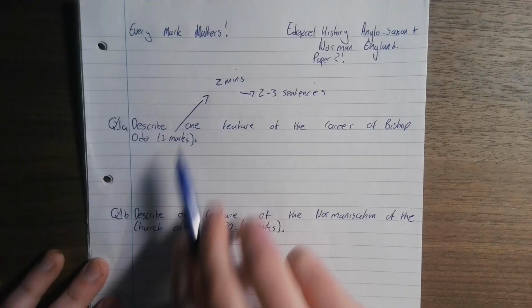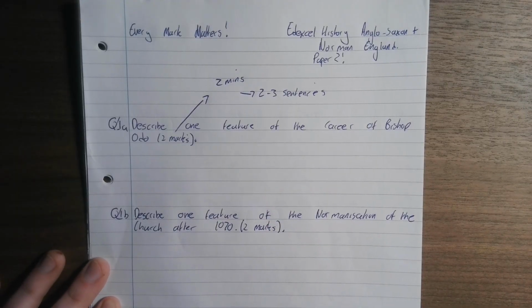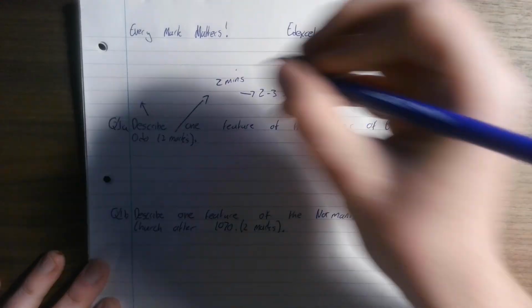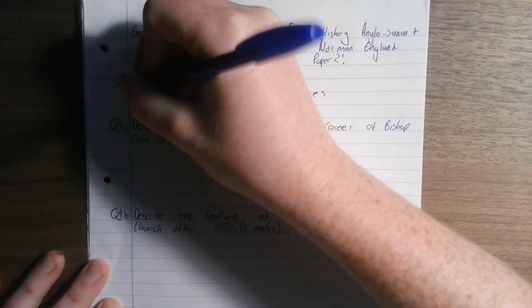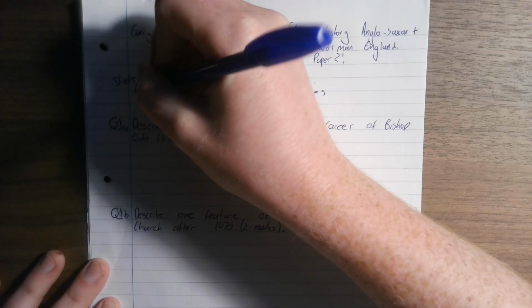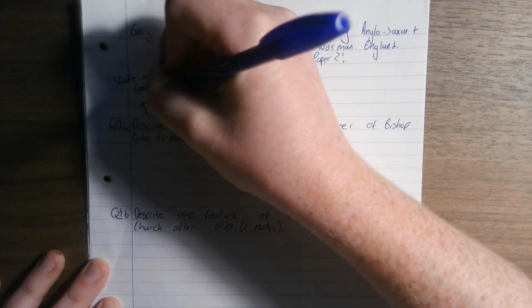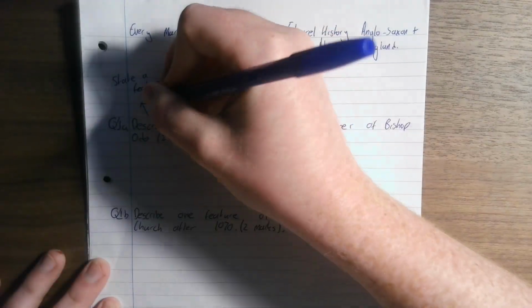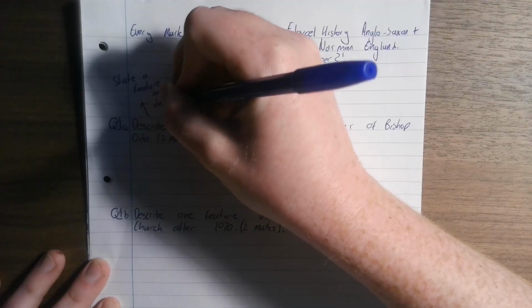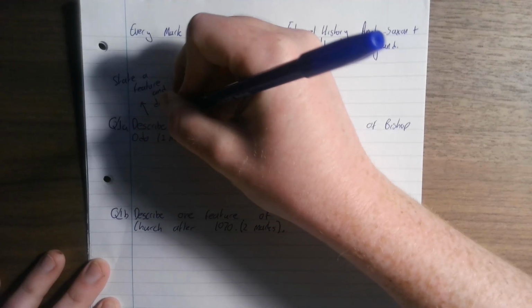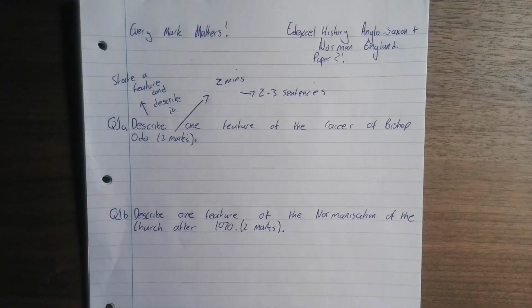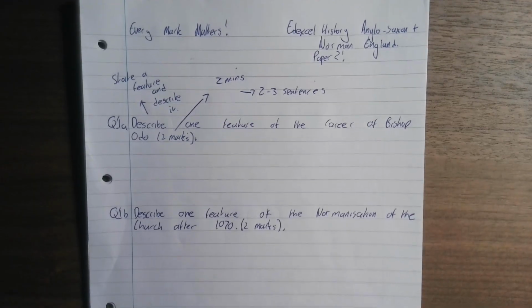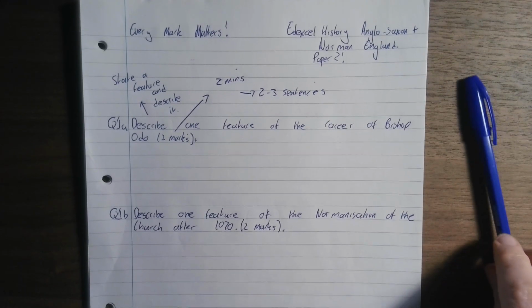The start of the question is describe one feature. So the simple way to do this is all you need to do is state a feature and describe it. Dead easy.